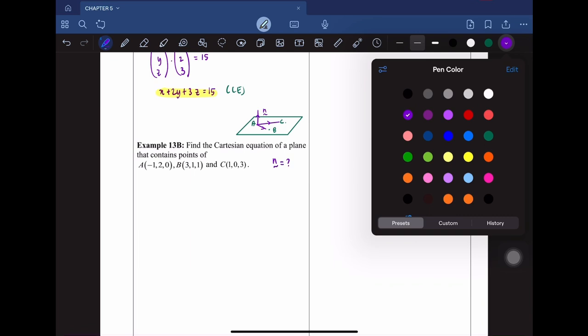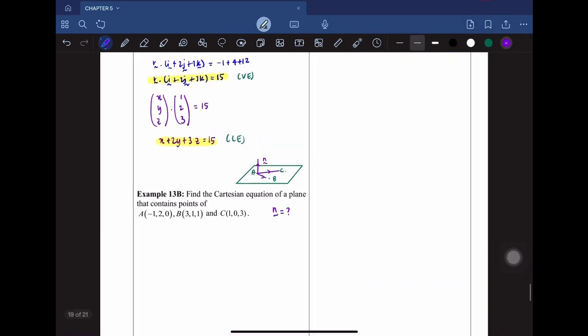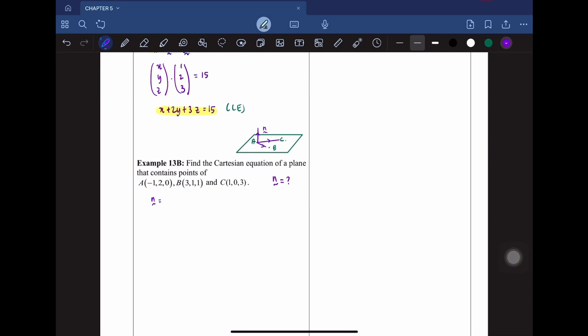So now we need to find your vector AB first. Your n is going to be AB cross product with AC. So AB is equal to OB minus OA. Your B is 3, 1, 1, minus negative 1, 2, 0 for your A. So the final would be 4, negative 1, 1. And then AC is equal to OC minus OA. So your OC is 1, 0, 3 minus negative 1, 2, 0. So you're going to get 2, negative 2, and 3.